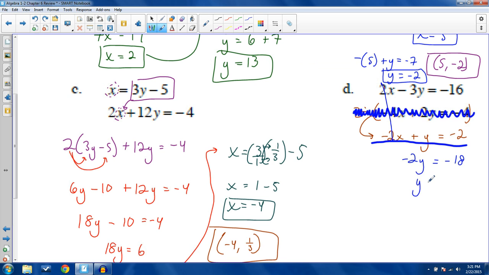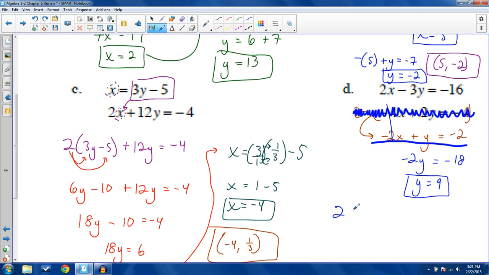Divide both sides by negative 2. Once again, you get y equals 9. So notice how we're still getting the same answer because I just kept things balanced. I still eliminated x, so I should still get the same y value. In order to solve for x now, you must substitute in 9 for y. So I'll just do it with the top equation because I'm already set there.